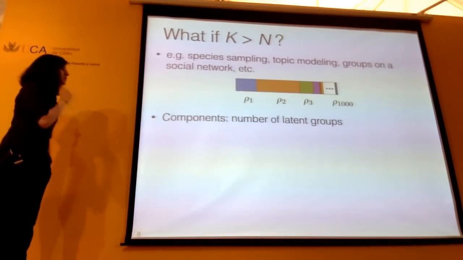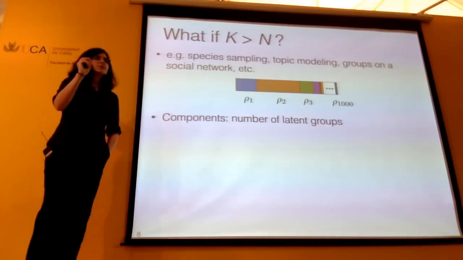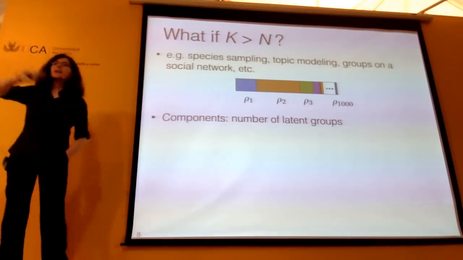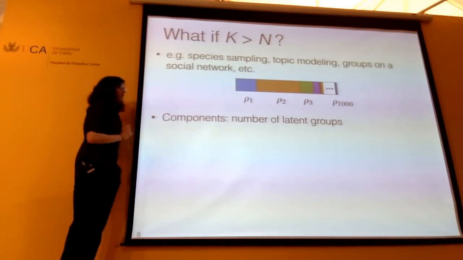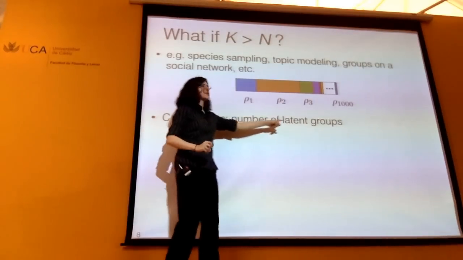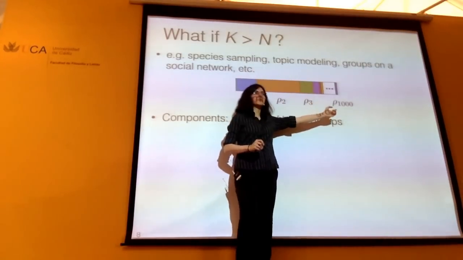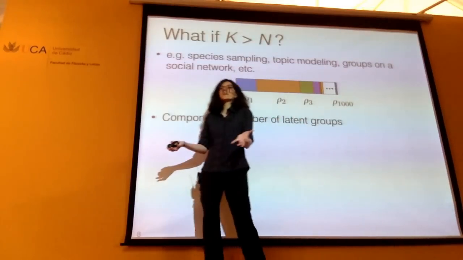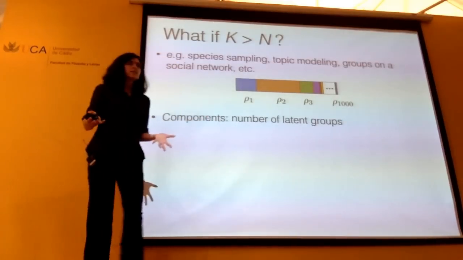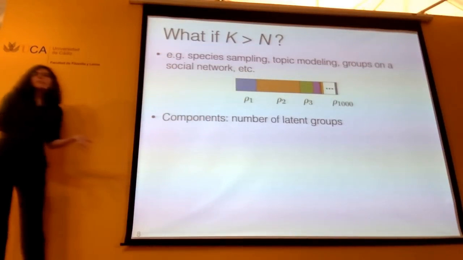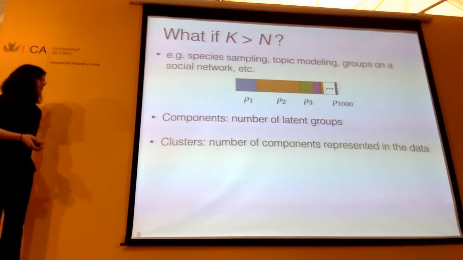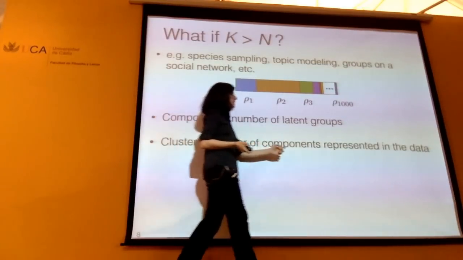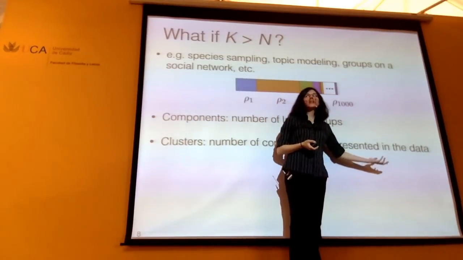Okay, so in order to do that, we're going to start making a distinction in our nomenclature. We're going to say that there are two different words now. One is a component. This is the number of latent groups. So here there's 1,000 latent groups. There's 1,000 possible clusters. All of these could be clusters if I had enough data, but I don't have 1,000 data points yet. And so we'll call clusters the number of components that actually have a data point associated with them.